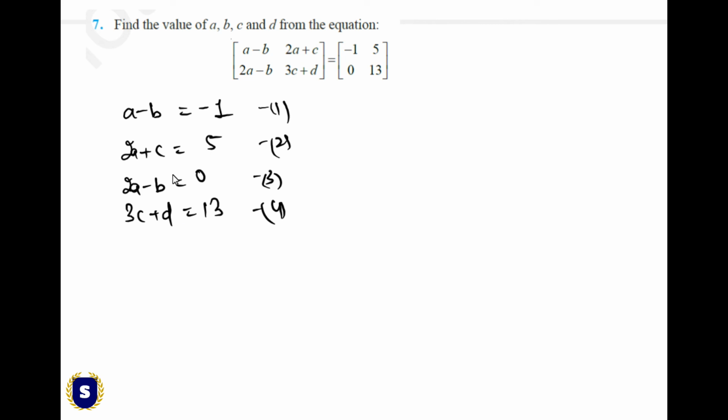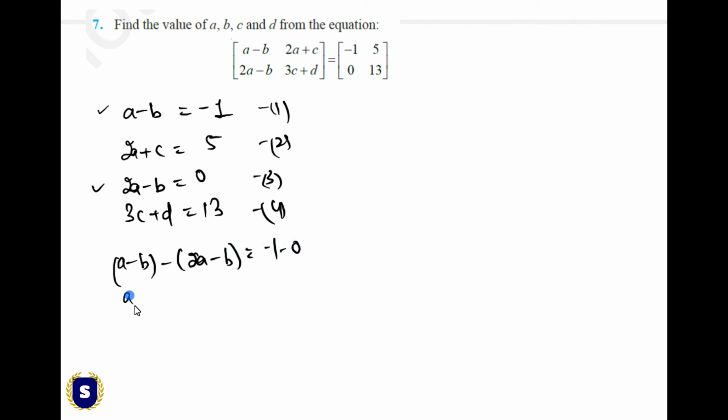So it can be seen that equations 1 and 3 have only the variables a and b. So these two equations can be solved together, and equation number 2 and equation number 4, then we will check how we can solve that. Let's solve equation number 1 and 3 first. It can be done easily by eliminating variables, so we'll subtract both the equations. Let's subtract equation number 3 from equation number 1.